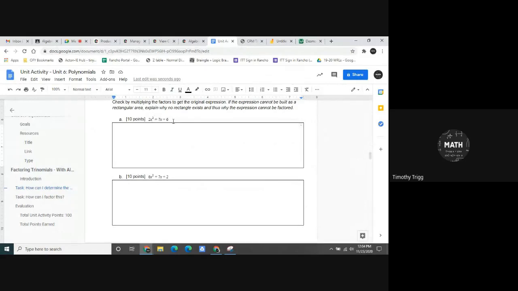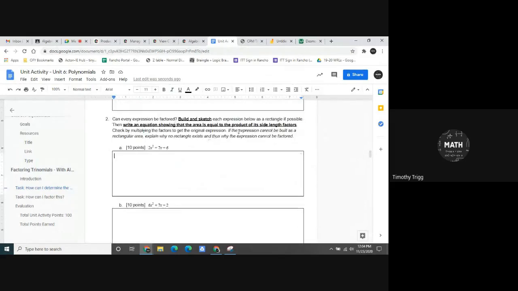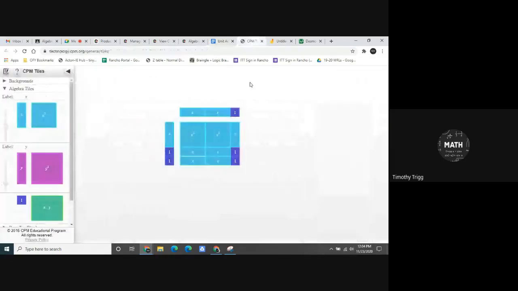So, and also, sometimes a rectangle can't be built. You can't make a perfect rectangle out of it, and that means that it's not factorable. And I'll show you which ones those are. But let's go ahead and work on this one. So we got 2x squared plus 7x plus 6. Okay. So I need 6 singles. I'm going to make 6 singles here. And we need 7x. So we have 5x's here, 6, 7.